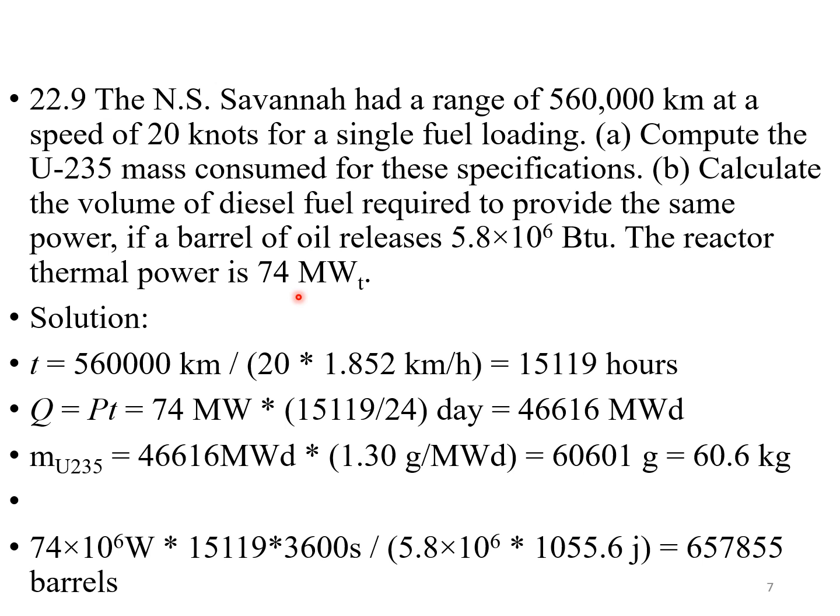Problem 22.9. The Savannah had a range of 560,000 kilometers at a speed of 20 knots. A. For a single fuel loading, compute the uranium-235 mass consumed for this specification.